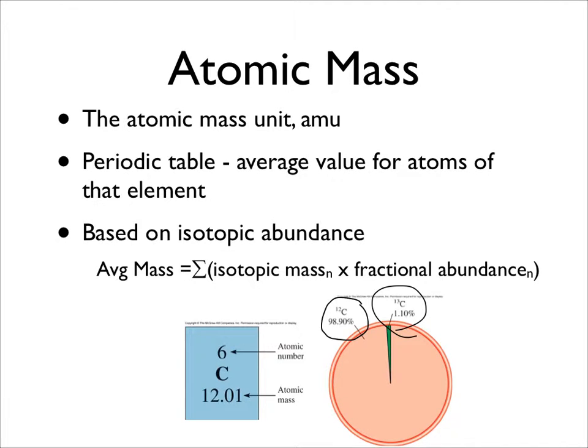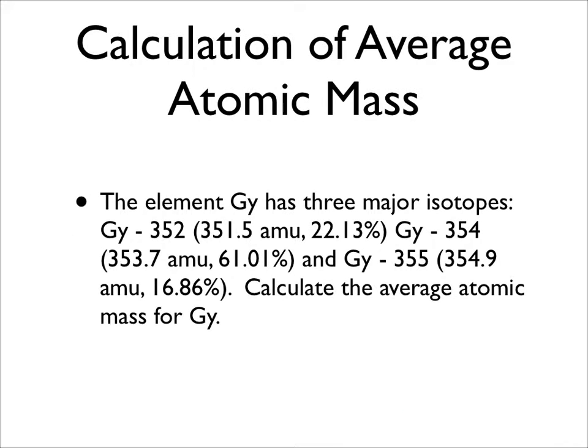So what we would do is we would take the atomic mass in AMUs, so like the 13 in carbon-13, and we would multiply by the fraction of the abundance, so 1.10% as a decimal, and we would add that to the carbon-12 times the 98.9% as a decimal, and that would give us our average atomic mass, roughly about 12.01 AMUs.